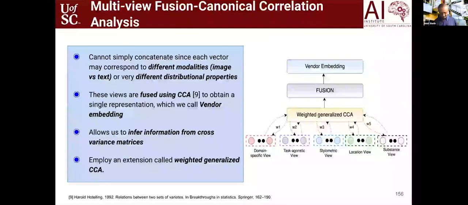So in order to fuse the different views, we employ the weighted generalized CCA that fuses different embeddings by making use of their covariance matrix. Basically, canonical correlation analysis is usually used when multiple modalities should be fused, since the main goal of CCA is to find a set of transformed variables that have maximum correlation over the data set. So we utilize a generalized CCA and learn a common subspace across multiple views.